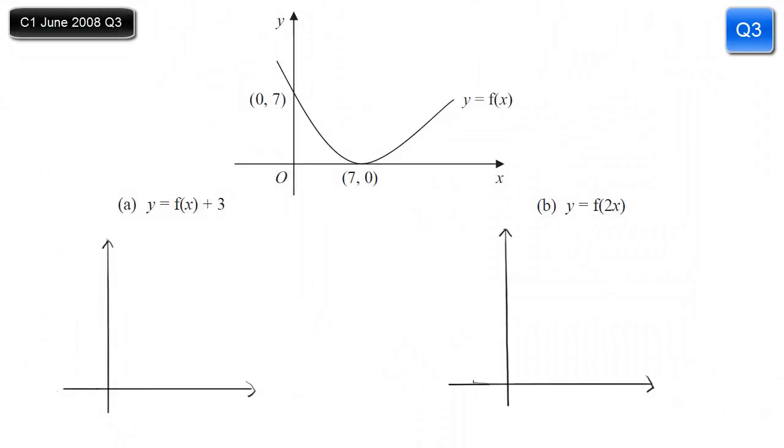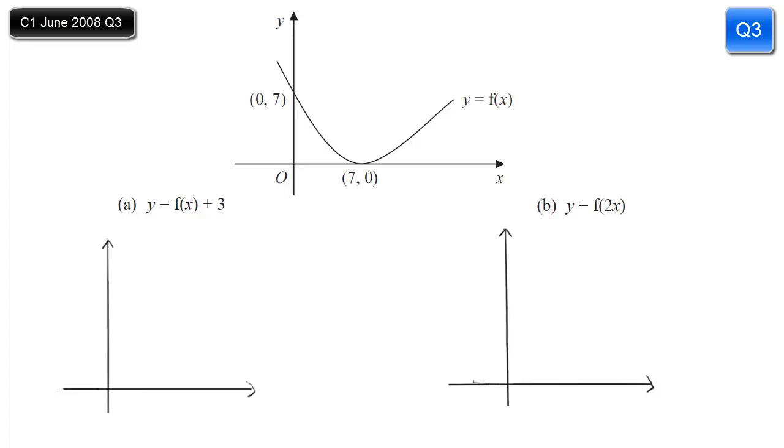Okay, hello, this is a fairly straightforward and standard C1 transformations question. We're given a curve, y equals f of x. We don't know the equation, but we don't need to because we know the key points, which is its shape, where it crosses the y-axis, and its minimum point. So we just need to see what happens to those.